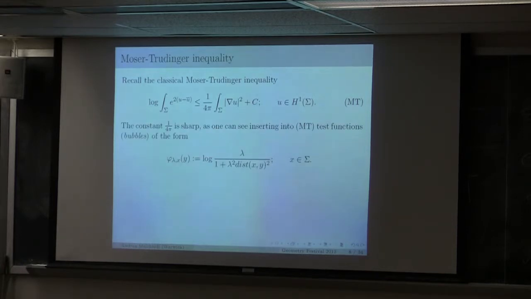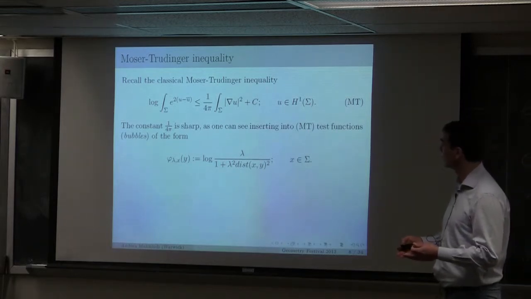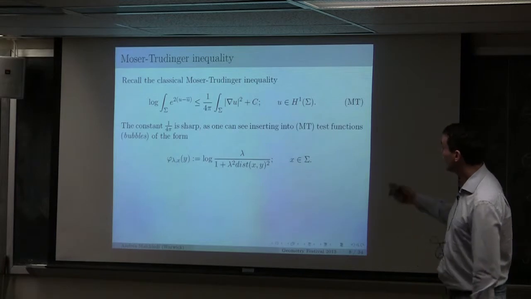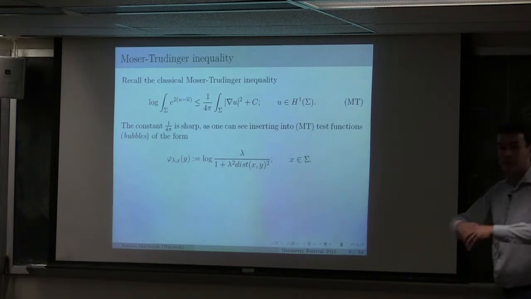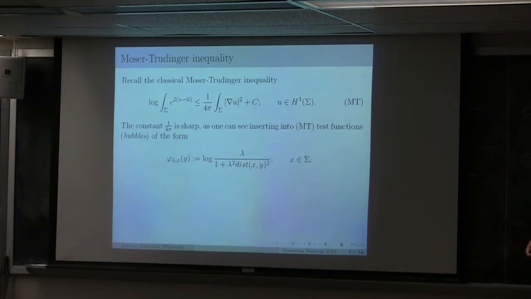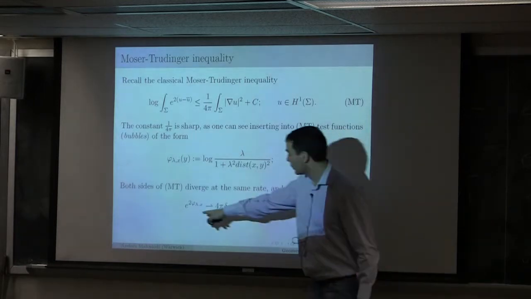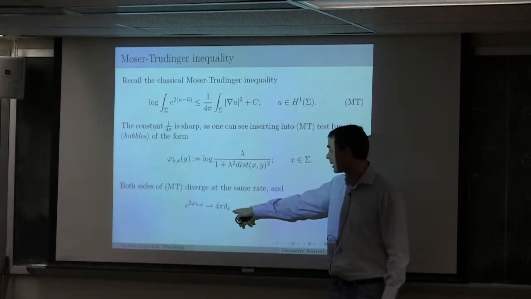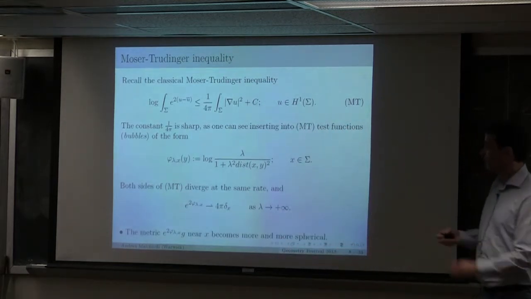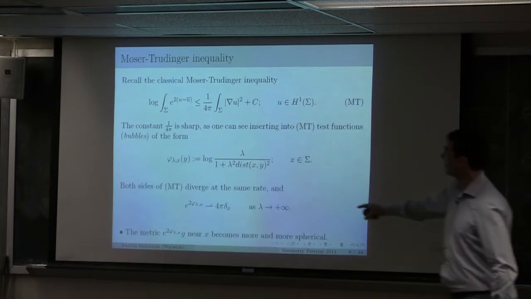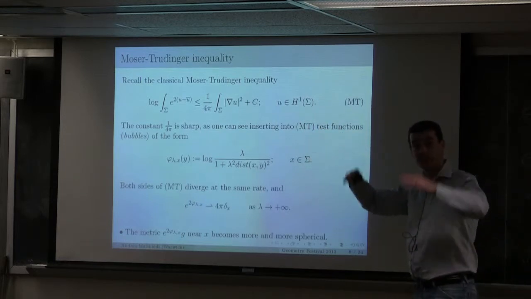The constant 1 over 4 pi is sharp because you can insert into the inequality bubble functions, which have this form. You fix a point x on the surface, and you are basically developing a spherical metric near the point x. When the parameter lambda tends to infinity, they become more and more concentrated, and in fact the conformal volume converges to 4 pi times the Dirac delta at the point x you consider, and the metric is becoming more and more round. With this choice, both sides of the inequality diverge at the same rate.